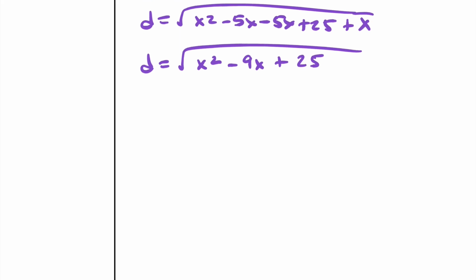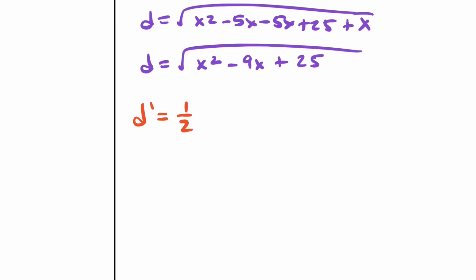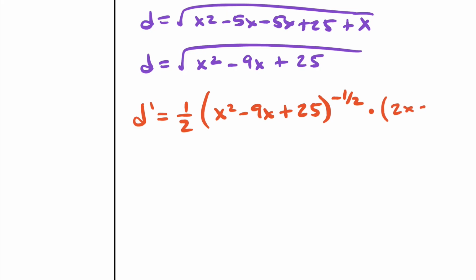Okay, I'm ready to find the derivative now. So the derivative of distance is equal to, this is all to the 1/2 power. Instead of rewriting it, I'm just going to call it this to the 1/2 power. Drop the 1/2 down, take 1 away, you get negative 1/2. Do not forget the famous chain rule, 2x minus 9.